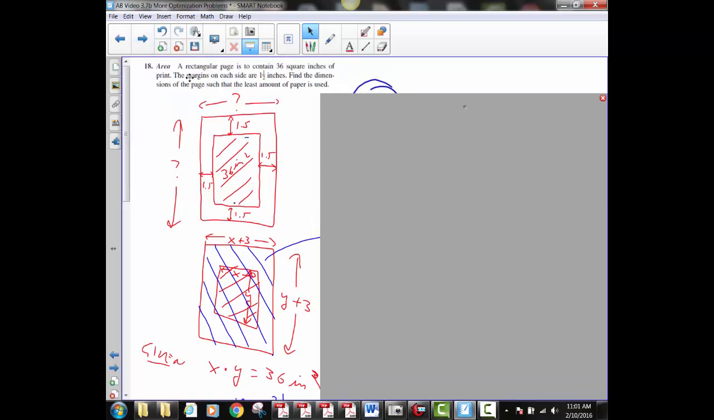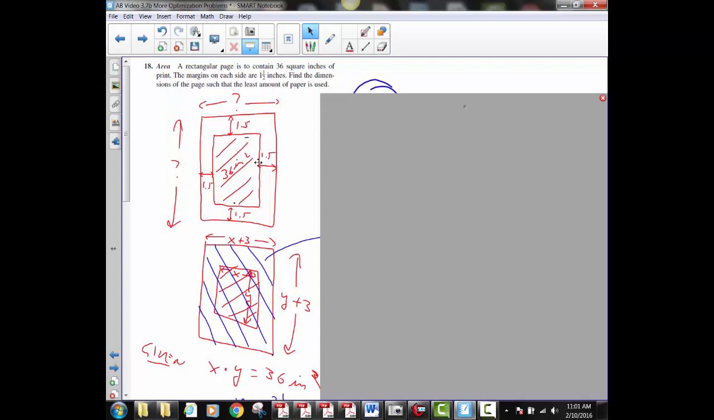Okay, this is an interesting question. A rectangular page is to contain 36 square inches of print. The margins on each side are 1.5 inches. Find the dimensions of the page. So you're trying to decide, say you've written a book and you want to have this book printed. It's obviously not going to be an 8.5 by 11 book. So what should the dimensions of each page be, and the question is to use the least amount of paper.